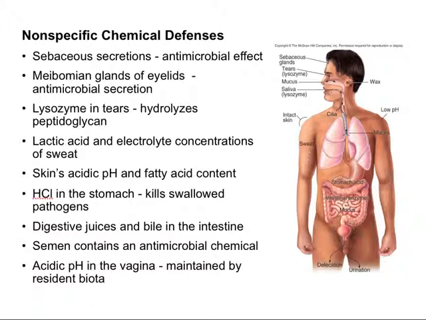Then, when we look at our reproductive organs, semen contains an antimicrobial chemical so that it prevents microbial infections. In addition, the vagina has a very acidic pH. This, we've already explored, is maintained by a balance of the resident biota, yeasts, and bacteria.